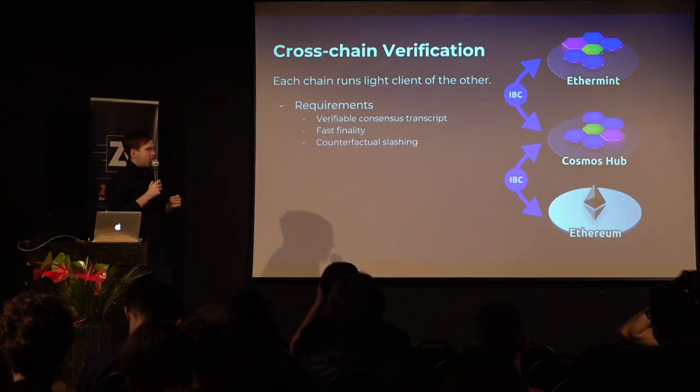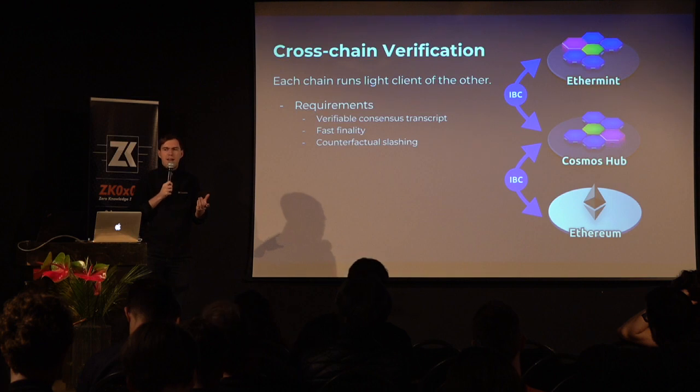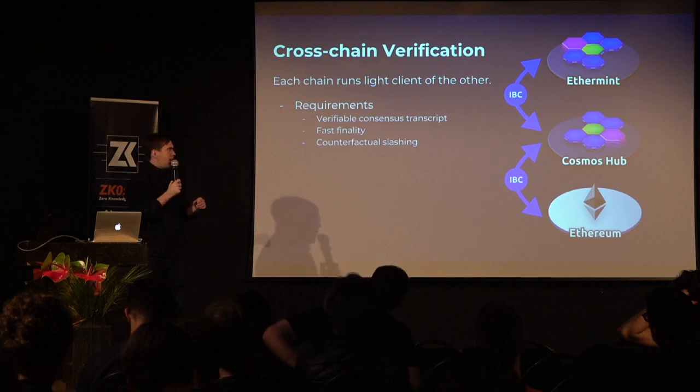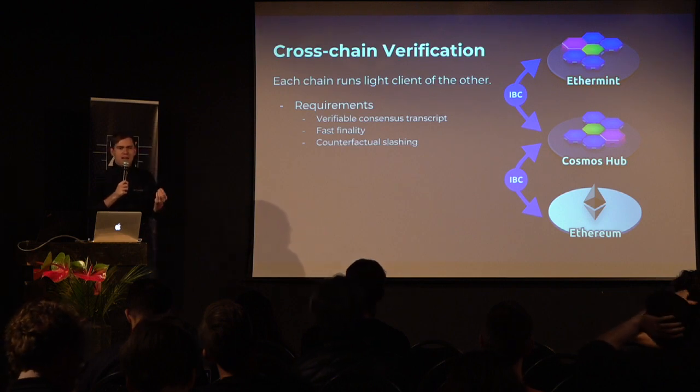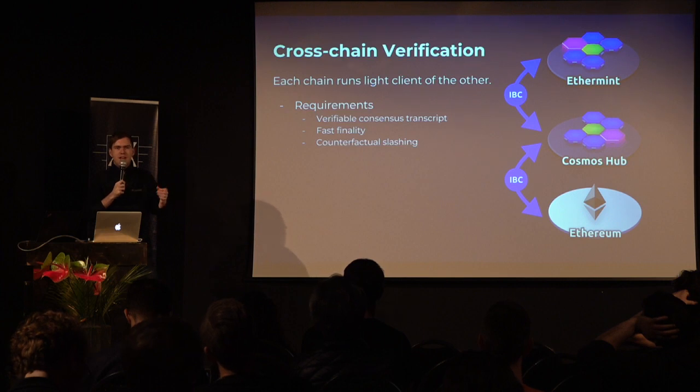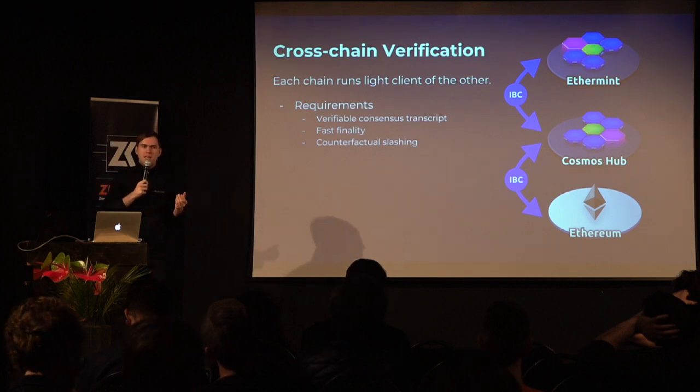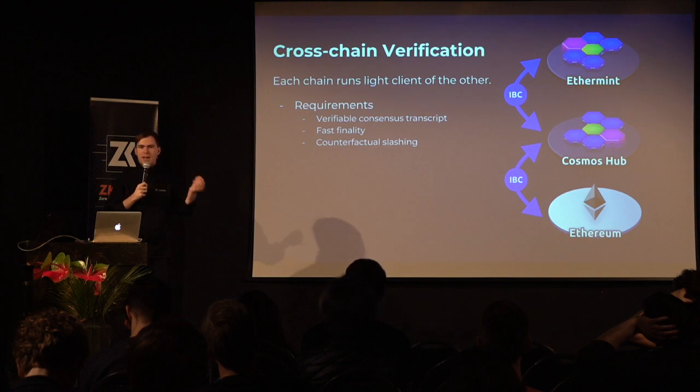So the basics of how we do this are that we require an efficiently verifiable consensus transcript, which is commonly known in blockchain parlance as a light client. So in one run, say, two chains with an IBC connection between them. Usually we specify IBC as a protocol in between two chains. Each chain will run a light client of the other.